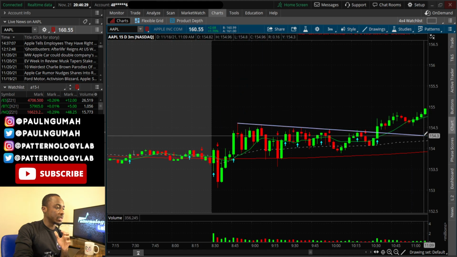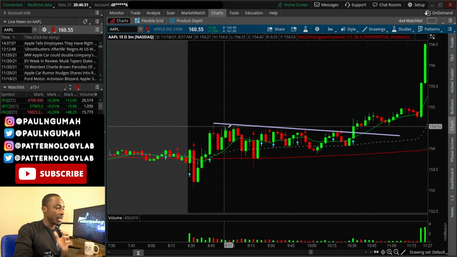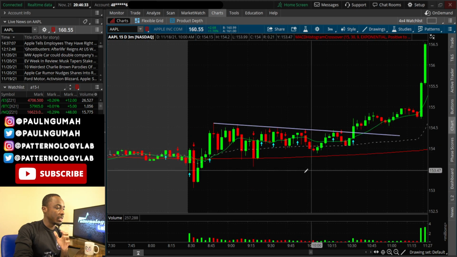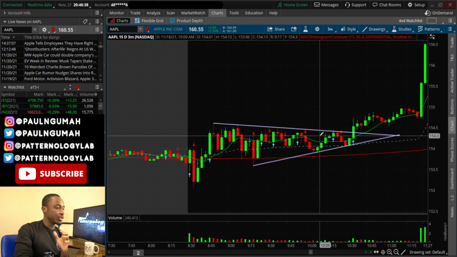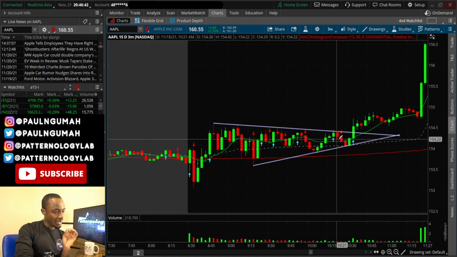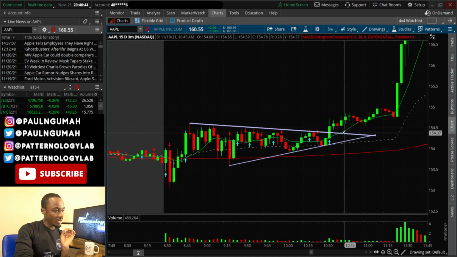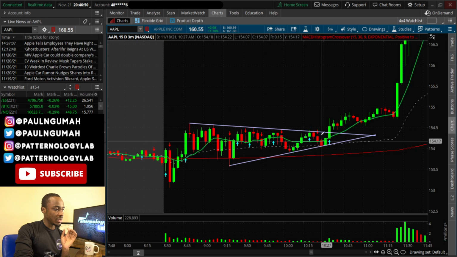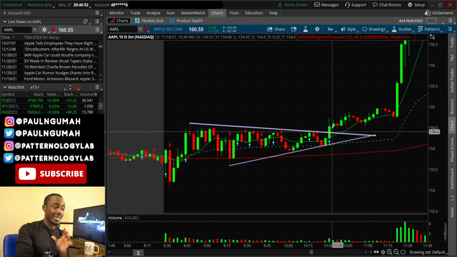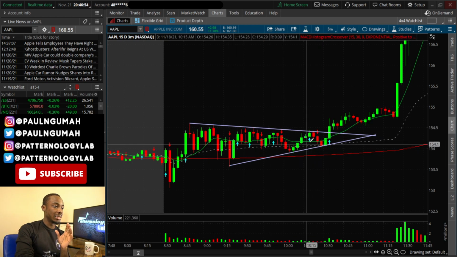All right, as you can see, it was making lower highs along with higher lows and just consolidating and just getting tied up in this region, and then it finally broke out at exactly 10:33 right over here. This is the appropriate entry to get in, especially when you recognize this pattern.